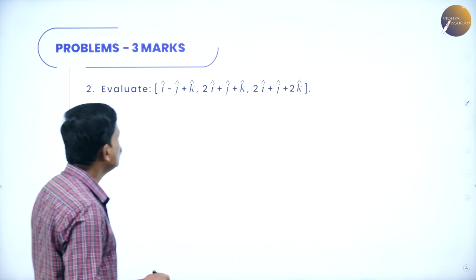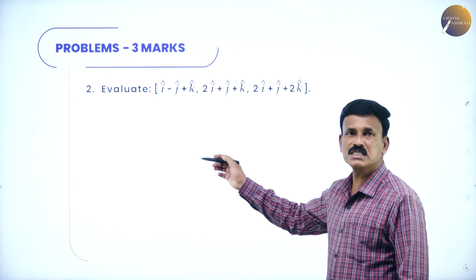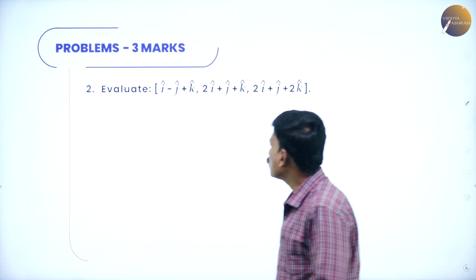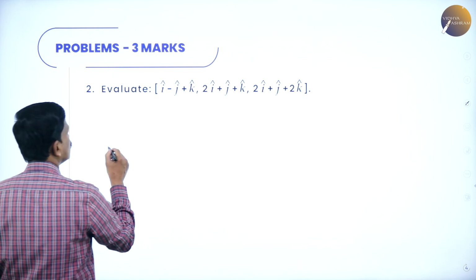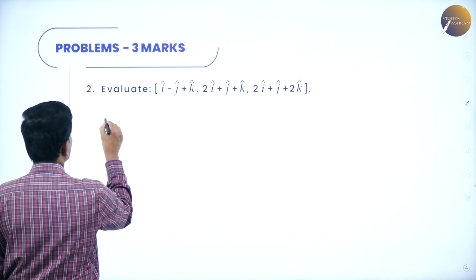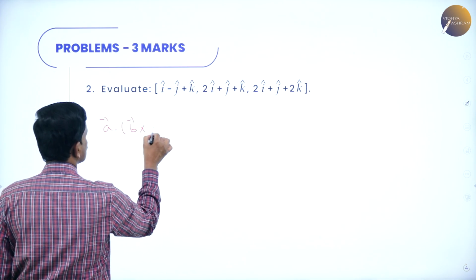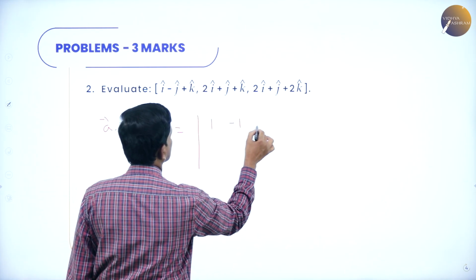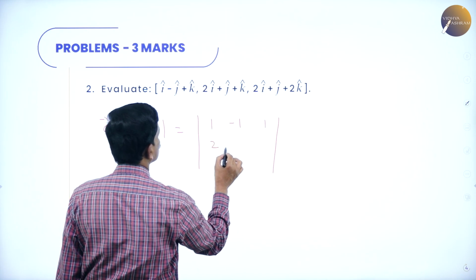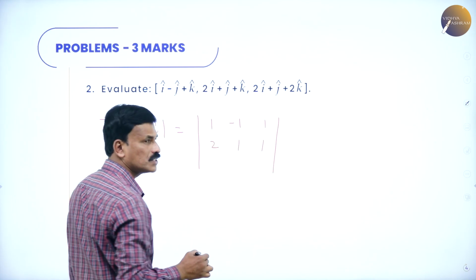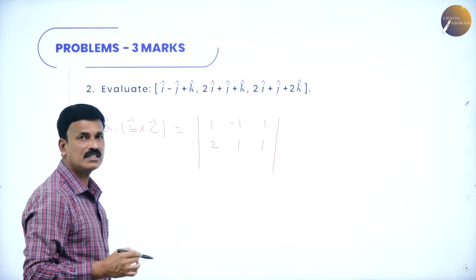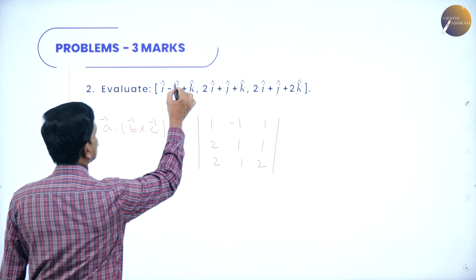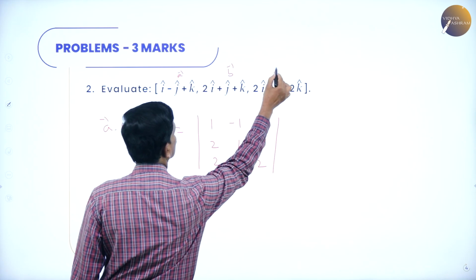Hope you followed. Same. So evaluate the box product. Again, this is nothing but a box product of three vectors, vector A, vector B and vector C. Now, suppose this is vector A, vector B and vector C, then this is equal to A dot B cross C. So in this determinant, write down the coefficients: 1, minus 1, plus 1 for the first, 2, 1 and 1 for the second, and the coefficients of i, j, k in the vector C are 2, 1, 2. So this is vector A, this is vector B and this is vector C.